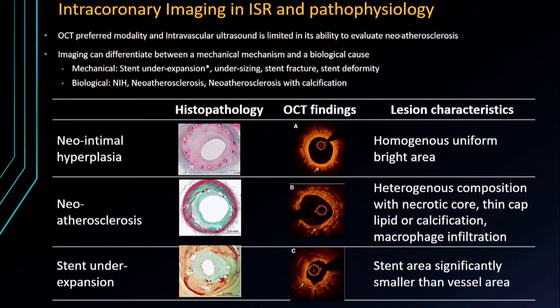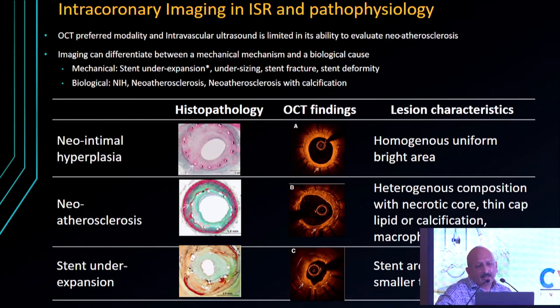So neoatherosclerosis is a reasonably new term for all of us, but it is a term which has come from OCT imaging primarily, I think. And here what happens is that it is a necrotic core with a thin cap, lipid accumulation and calcification with macrophage infiltration. And typically it was described in bare metal stents after 1 year. So if a patient is coming after 1 year and he shows these kinds of things, it is neoatherosclerosis.